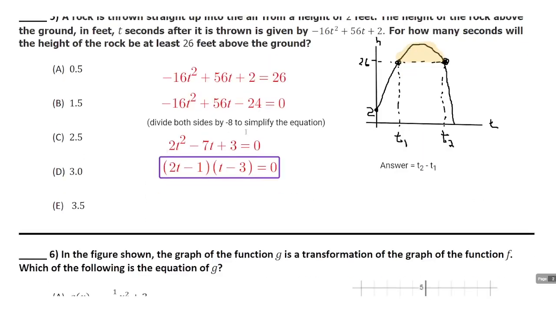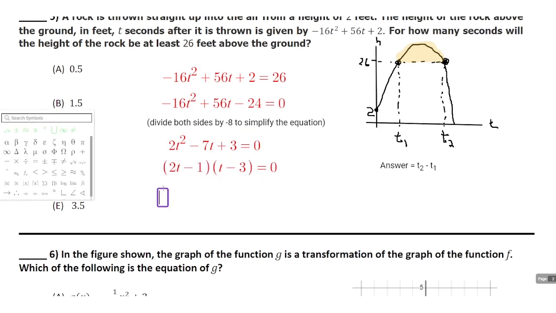This one you really don't need to do that because both 2 and 3 are prime, so there's only so many combinations that these numbers could take on. But I would advise, if you can't go straight from here to the factors, to try that Xbox method, and you should get these same 2 factors. So if I set each one of these equal to 0, like 2t minus 1 and t minus 3, I'm going to get the 2 times at which this rock hits 26 feet.